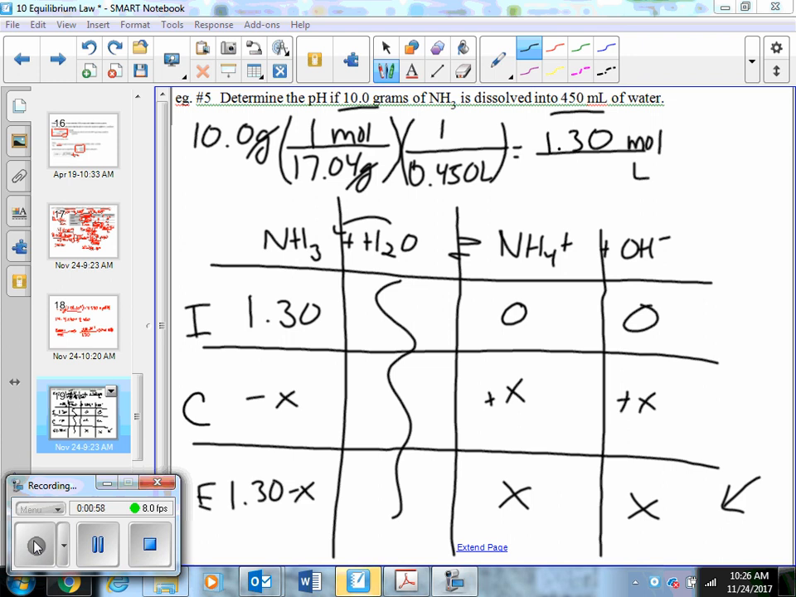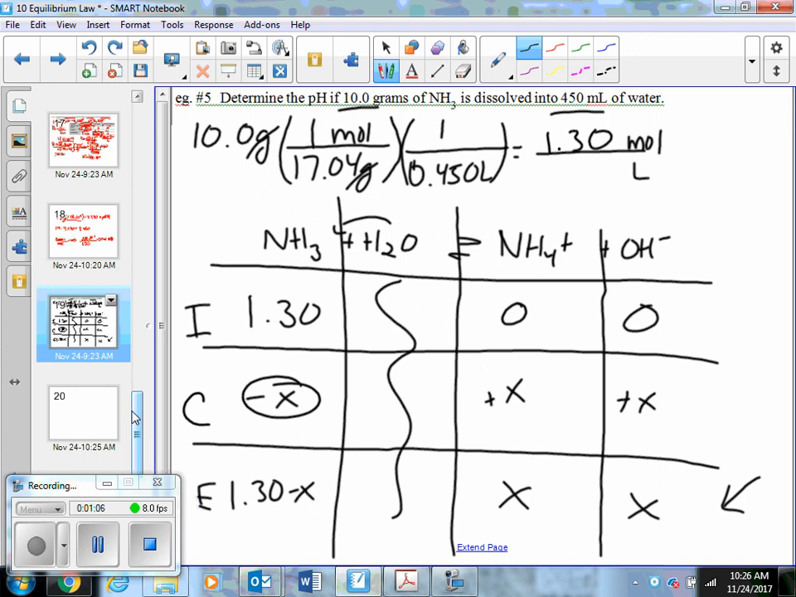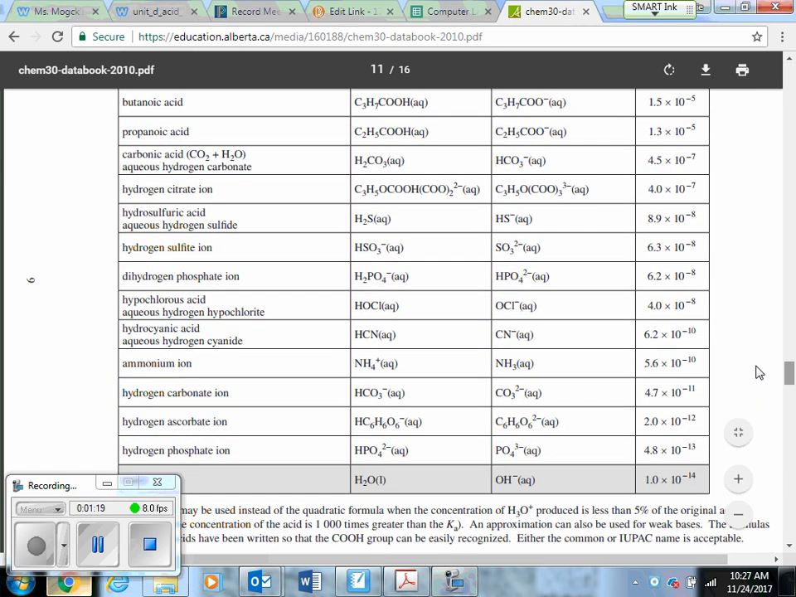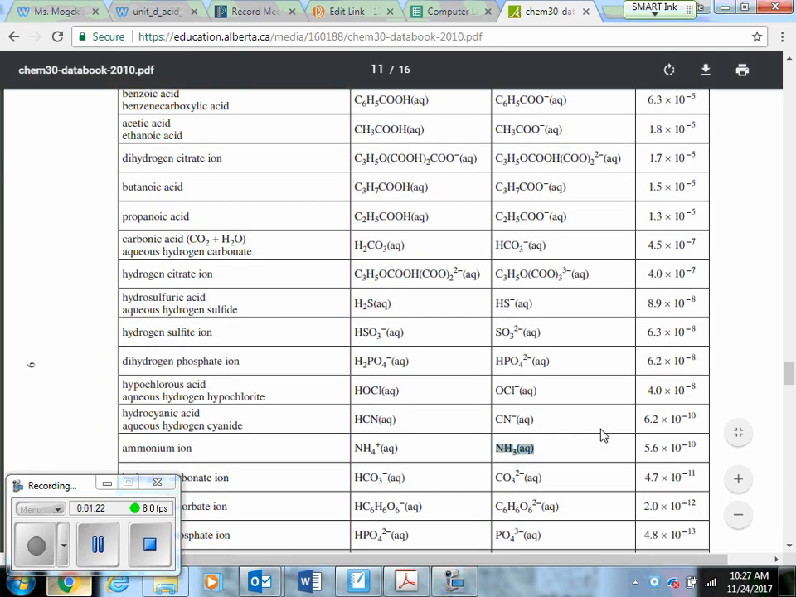So check the rule of 1000s to double check if we can ignore this change or not. We have to first find the Kb value for the ammonia. We know the Ka of the conjugate acid can be found in the data book, and we can use that to solve for the value of ammonia. So if we scroll through the data book, we want to look for ammonia, which is right here. And we're going to take Kw divided by Ka of the conjugate acid. So Kw divided by 5.6 times 10 to the minus 10.